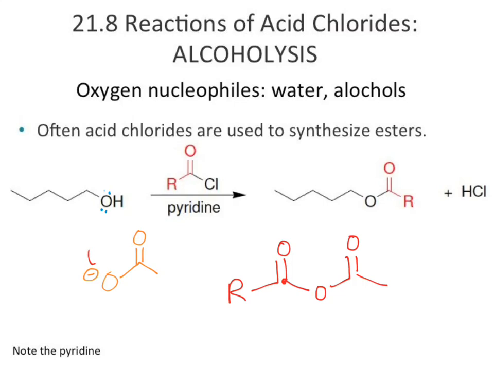Okay? Does that make sense? So your question or statement was absolutely valid. In the case of the alcohol, we added the pyridine. What if we wanted to make the anhydride? Do we need the pyridine?